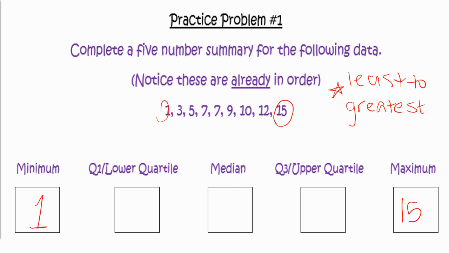Our middle number, we're just going to count in. So 1, 3, 5, 7, 9, 10, 12, and then our middle number is going to be 7. So that's our median. Now we had 1, 2, 3, 4, 5, 6, 7, 8, 9 items, which is an odd number, which means we should have a middle number. Okay, so odd number means there should be a middle number. We'll get to what happens if it is an even number.